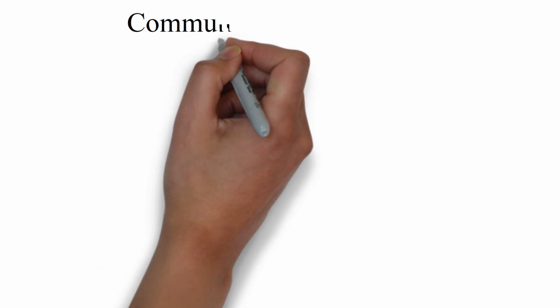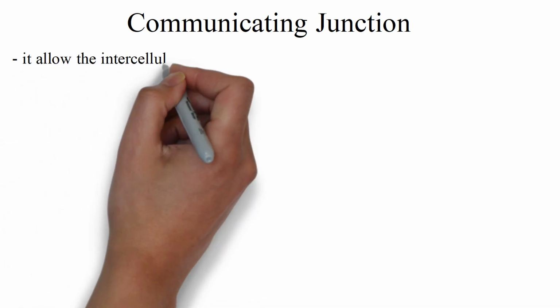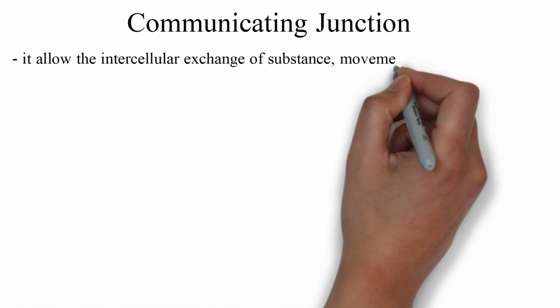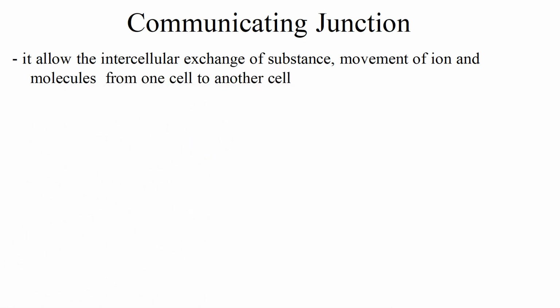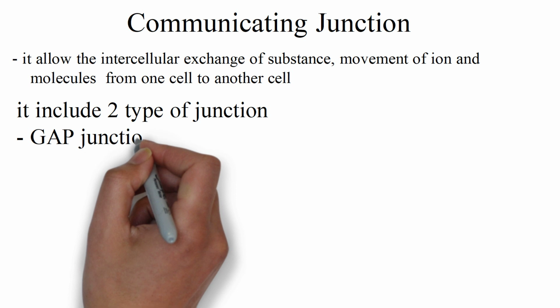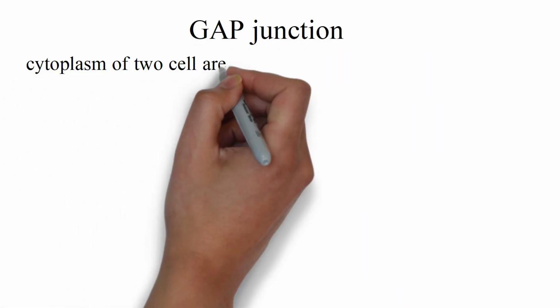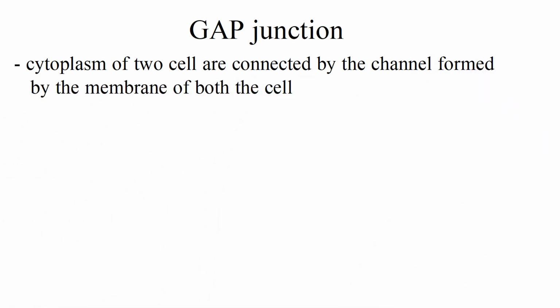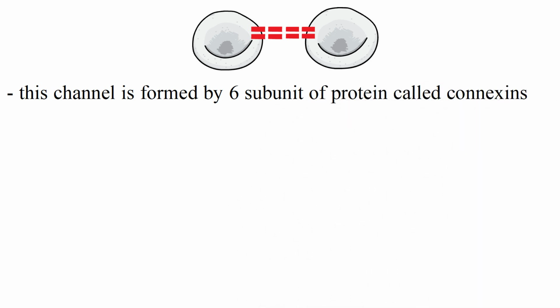Now we move on to our second type of cell junction, which is communicating junction. It allows the intercellular exchange of substance, movement of ions and molecules from one cell to another. It is just opposite of tight junction. It includes two types of junctions, gap junction and chemical synapse. Gap junction. The cytoplasm of two cells are connected by the channel which is formed by the membrane of both the cells. This channel is formed by six subunits of protein called connexin.